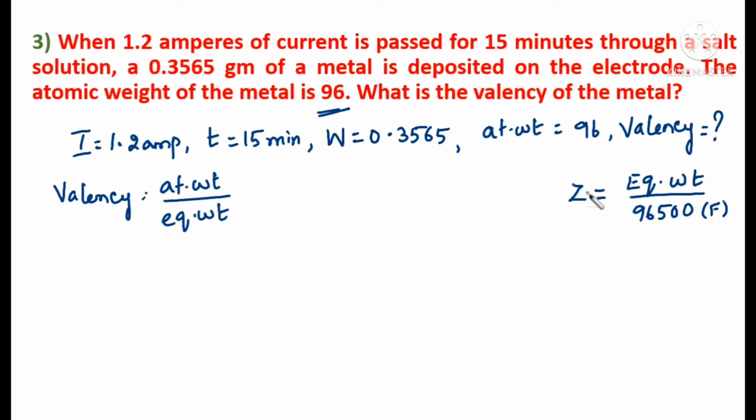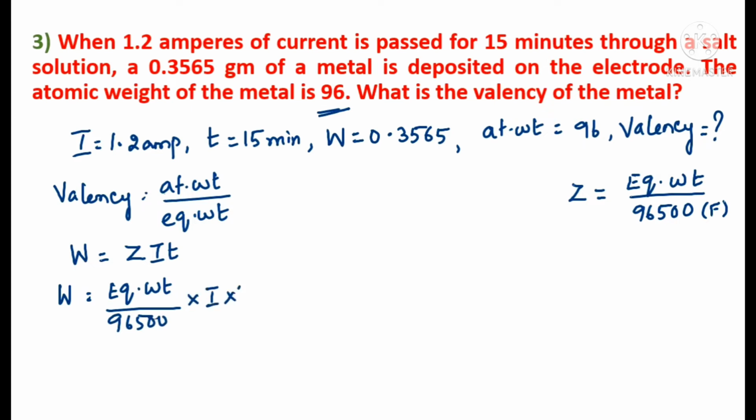So now we are going to make use of this value in Faraday's first law. What is Faraday's first law? W is equal to Z into I into t. We saw in the previous problem, is it not? So instead of Z, we are going to make use of this formula. Write W is equal to equivalent weight divided by 96,500 into I into t, is it not?